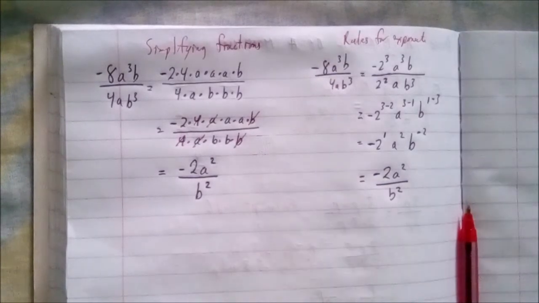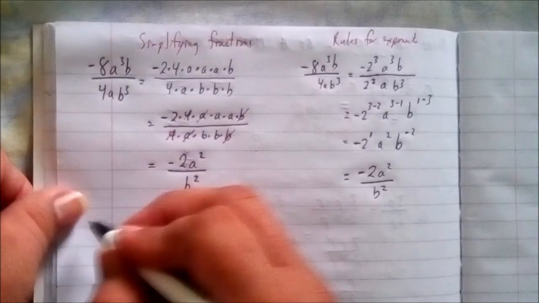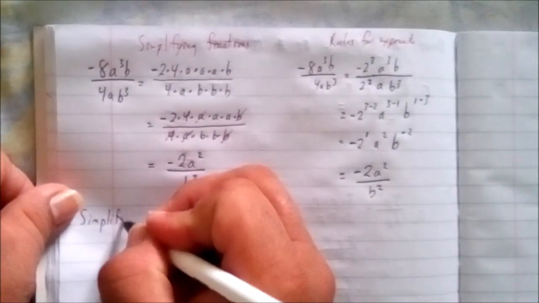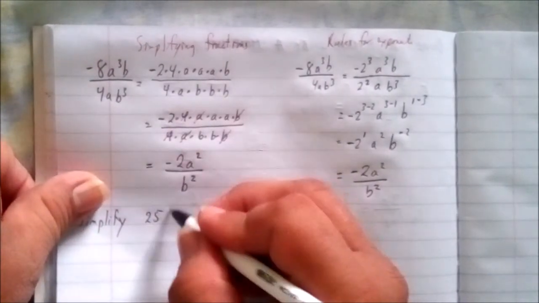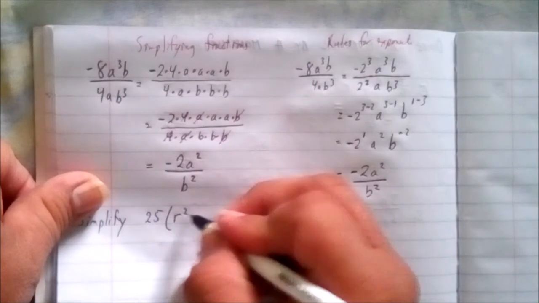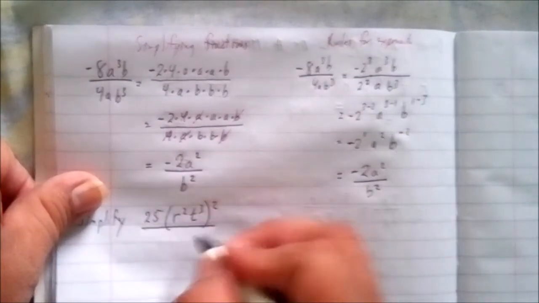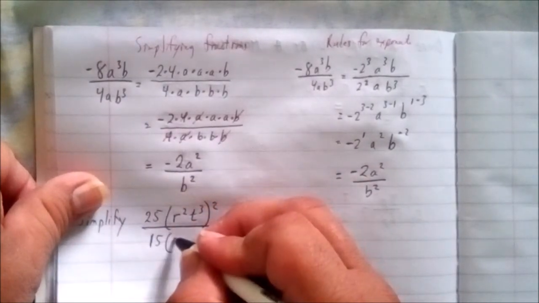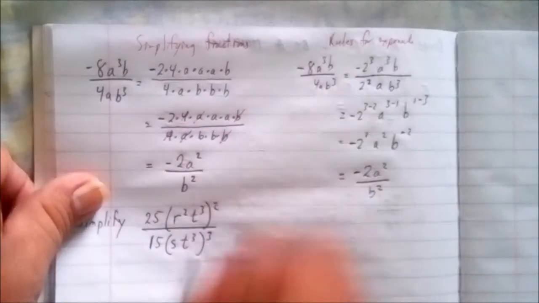So, let me give you a next example. Consider that I tell you now, simplify 25 open bracket r s t cubed close bracket squared over 15 bracket s t cubed close bracket cubed.